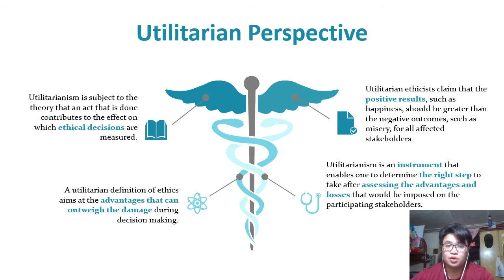Utilitarianism is a theory holding that the ethical decisions about an act are measured by the effects it contributes to. In short, it claims that the positive results should be greater than the negative outcomes, such as happiness should be greater than the misery for all affected stakeholders. It aims at the advantages that can outweigh the damage during decision making. Utilitarianism is an instrument that can enable one to determine the right step to take after assessing the advantages and losses imposed on the participating stakeholders.